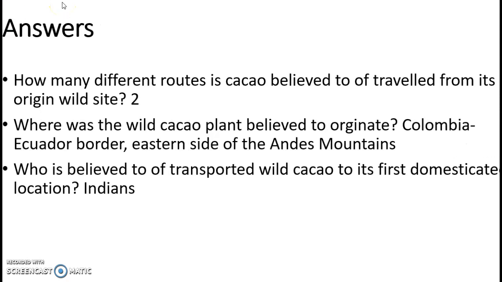And answers, like I said, 2. And where was the wild cacao plant believed to originate? The Colombia-Ecuador border, eastern side of the Andes Mountains. And who is believed to have transported the wild cacao to its first domesticated location? And that is the Indians.